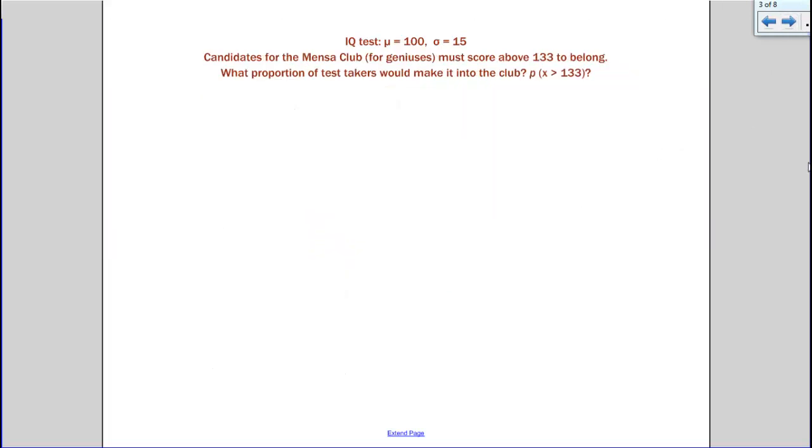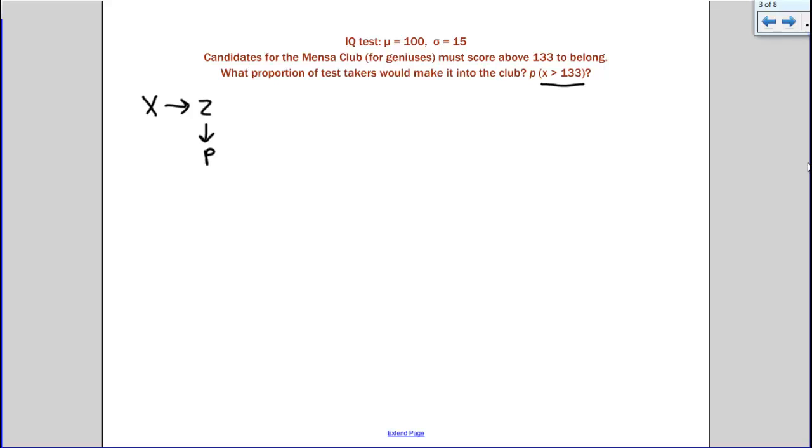So we're still working with the IQ test distribution. Only now we want to figure out what proportion of test takers would be considered a genius and would make it into the Mensa Club for Geniuses. So we have our x value right here. It's going to be 133. So we are going from x to z to p. So we're going to find the z-score for an x value of 133. Then we're going to use that z-score to find column A, where is that z-score, go over and then find the correct proportion based on what we shaded in and what we're looking at.